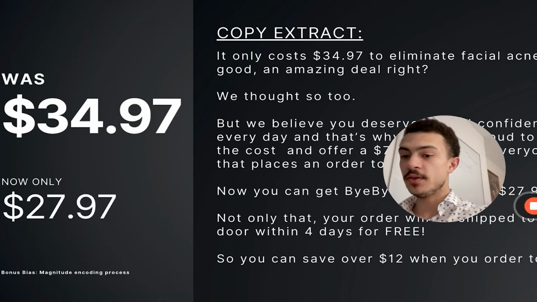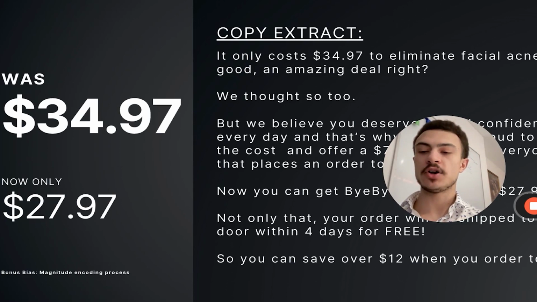If you're into design or you're making changes on your website, you might want to take advantage of this. The bonus bias is called the magnitude encoding process. If you look at the was price, the $34.97, the font is larger, it's also bold, which makes it physically larger than the now price. So you're getting a combination of 1, anchoring, and 2, the physical size is larger, so we perceive the difference in price to also be larger.